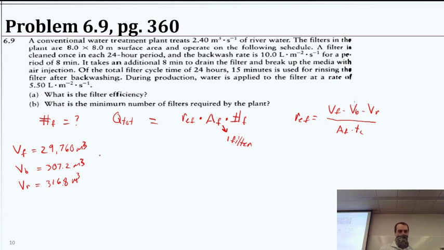We already had the volumes from last time, so this is going to be pretty easy. We know the area of the filter, 64 square meters. The total cycle time was 24 hours. If you do that conversion, that's 86,400 seconds.